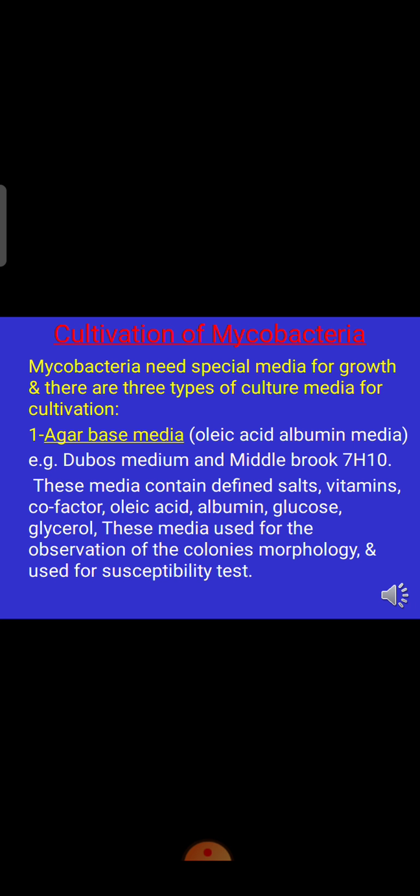Examples of the agar-based media used for cultivation of mycobacteria are the Dubos medium and Middlebrook 7H10. This media, as I said, contains salt, vitamins, cofactors, oleic acid, albumin, glucose, and glycerol. The agar-based media is used for observation of colony morphology of mycobacteria and for susceptibility testing.